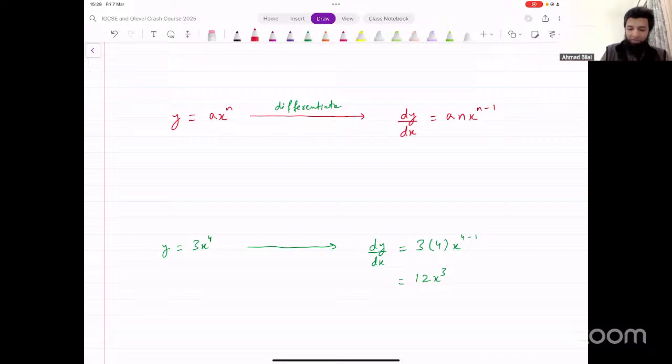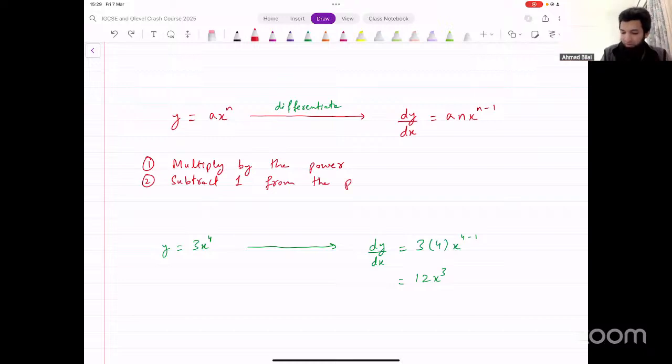You have to do 2 steps. You can remember this process using these 2 steps. You multiply by the power. That's the first thing you do. So if the power was 4, you multiply by 4 here, first of all. And number 2, you subtract 1 from the power. Whatever the power is, you do that power minus 1. And that would give you the derivative of this function.